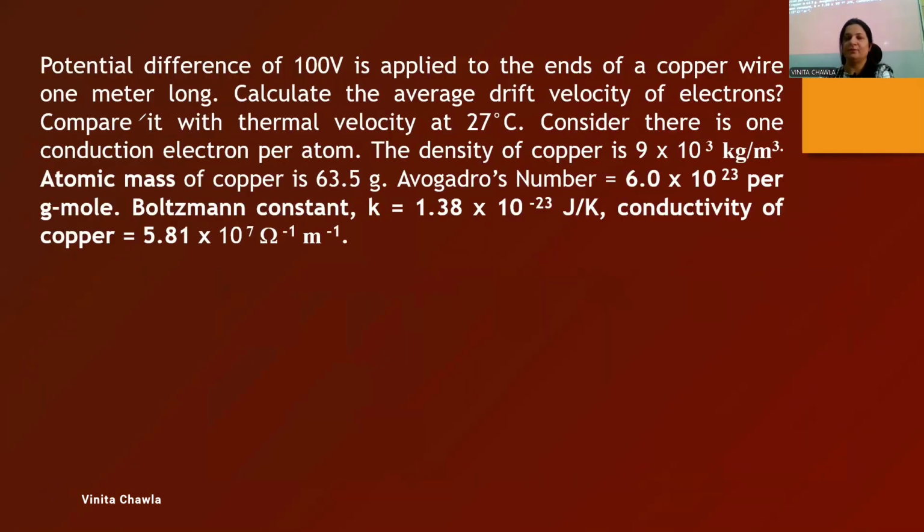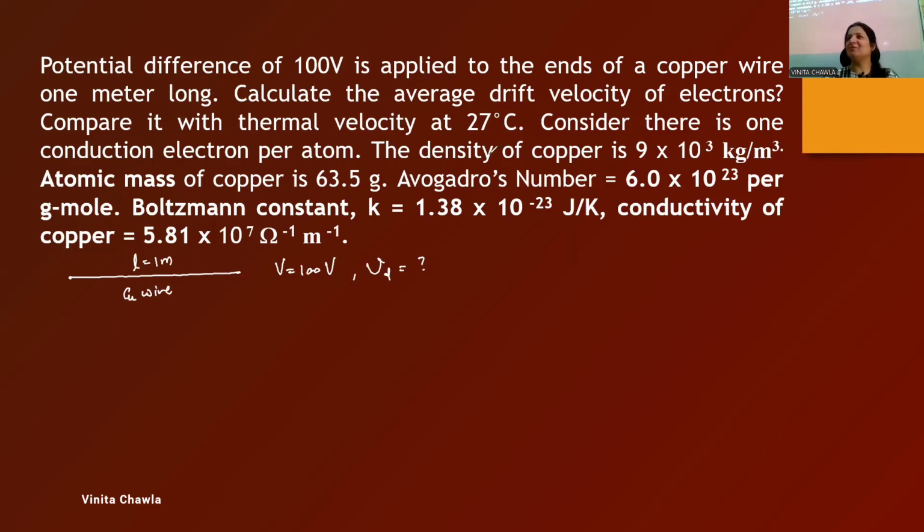Okay, now we have a potential difference of 100 volt applied to the ends of a copper wire 1 meter long. So we have a copper wire, and the length of the copper wire is 1 meter. Potential difference applied on this copper wire is 100 volts. Calculate the average drift velocity of electrons. What we have to find is drift velocity. Okay? Compare it with thermal velocity.